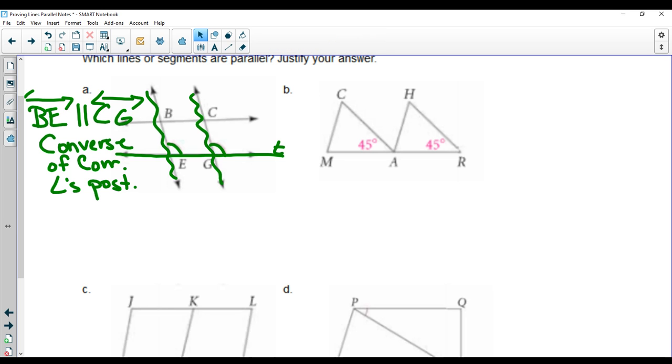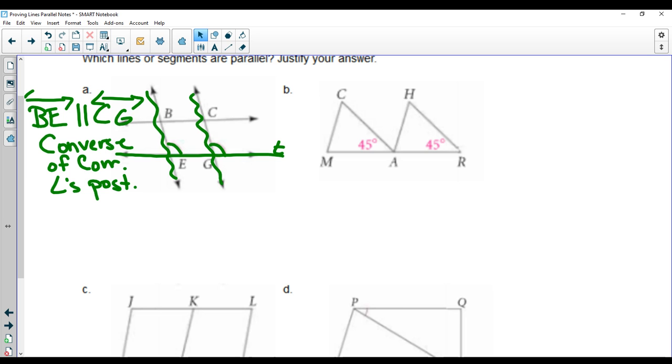Okay? So I still follow those steps. I picked a transversal. I noticed there were corresponding angles. And the information I was given was those little purple arcs originally that I marked green. They each had one single arc, which meant they're congruent. And so the converse says I can say lines BE and CG are parallel.